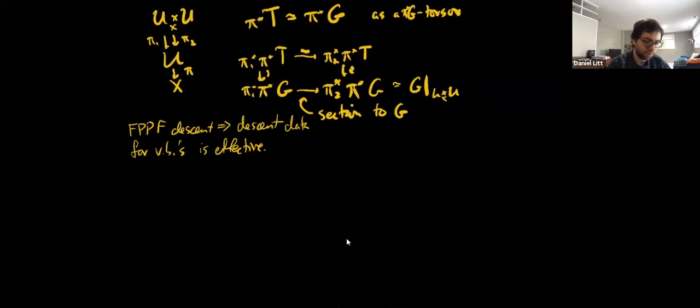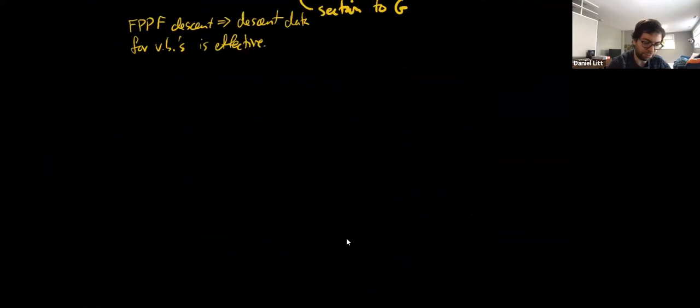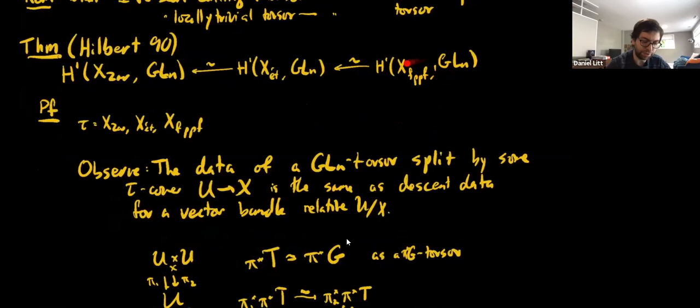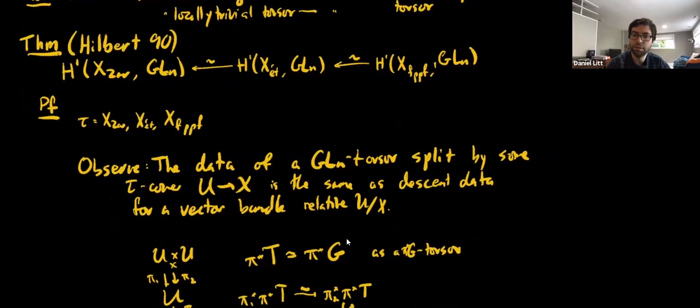So what that tells us is that if we have a GLN torsor in the FPPF site, which is locally trivial in the FPPF site, then it's also locally trivial in the Zariski site and hence in the Étale site, right? So this tells us how to go back and forth. We've now finished the proof. So we have a map here.